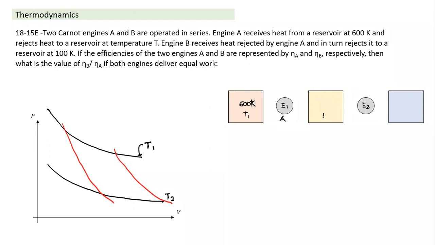In between, this is temperature T, and engine B receives the heat rejected by A and in turn rejects heat to a reservoir at 100 K. So this is how they are operating. I can call this T2 here, and these are the two engines, A and B.